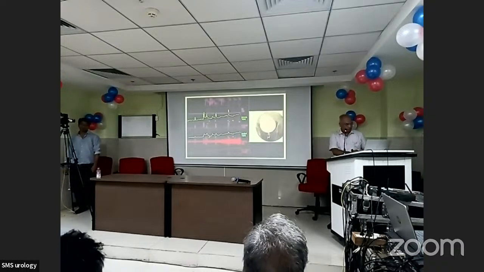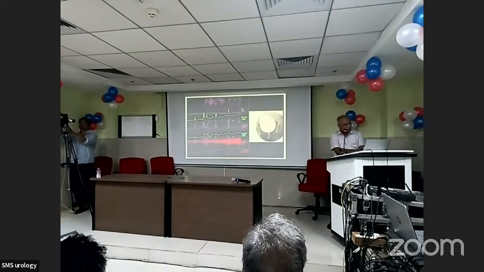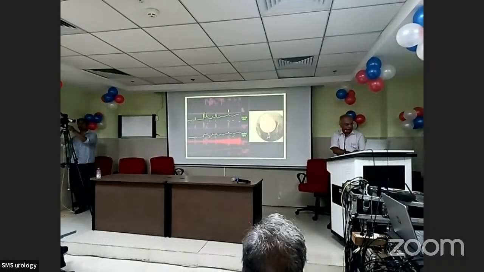In this graph, the image shows that the bladder neck is closed, the sphincter is not opening, and this corroborates with the finding in the graph. The EMG activity is going up with the rising detrusor pressure. So this indicates external sphincter dyssynergia.